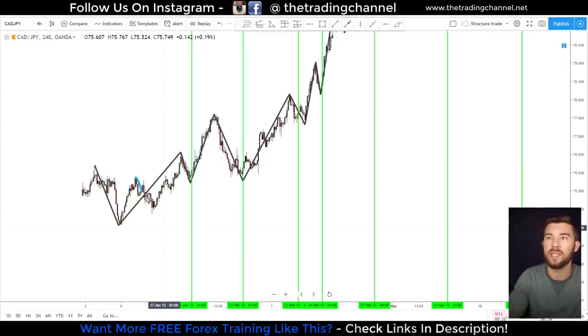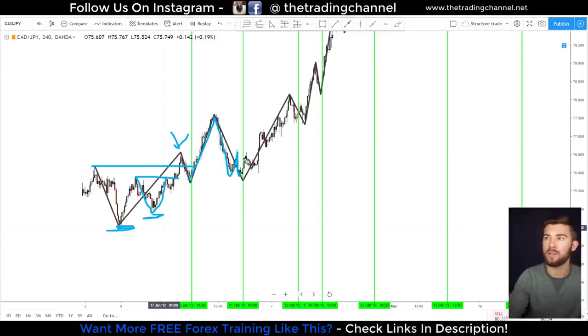Right here, you can see a lot of noise, right? A lot of traders would be like, well, what does this mean? Is this now a new high? And is this our new low? No, this is still our higher low because this resistance hasn't been broken. So this becomes our high. We push up. We push back down.